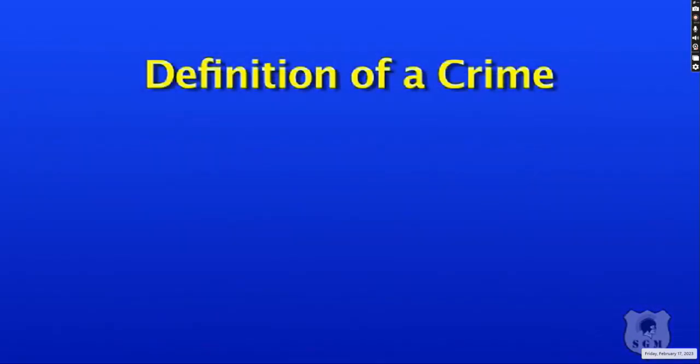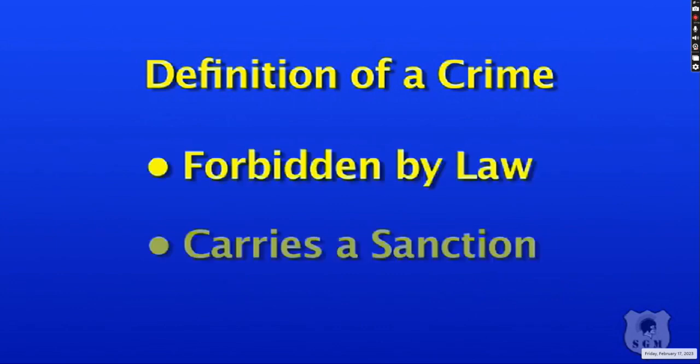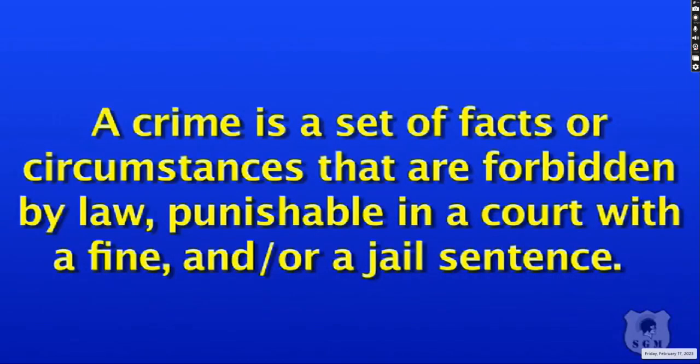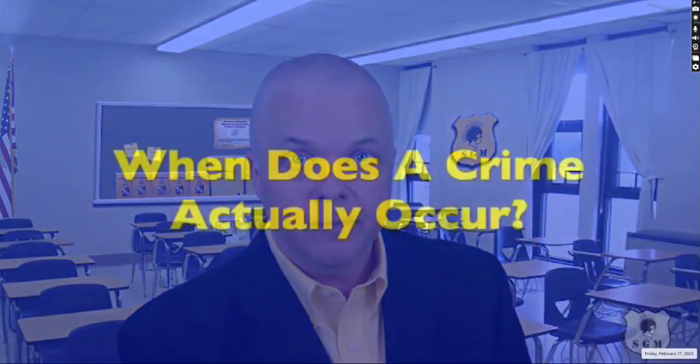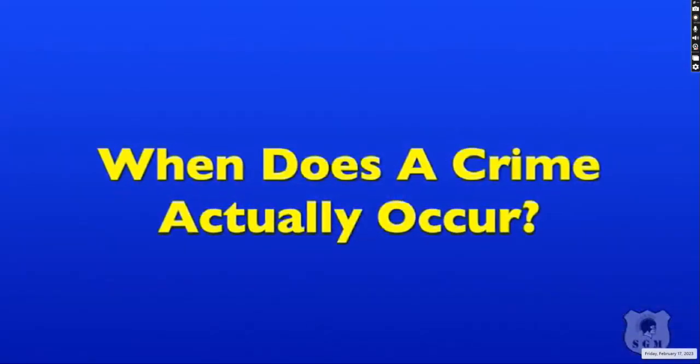A crime is defined as an act which is forbidden by law and carries a sanction for its violation. In more layman terms, the definition of a crime is a set of facts or circumstances that are forbidden by law, punishable in a court with a fine and/or a jail sentence. Crimes like first-degree murder can impose the death penalty. When does a crime actually occur? An occurrence or incident is not a crime unless there's a law against it.